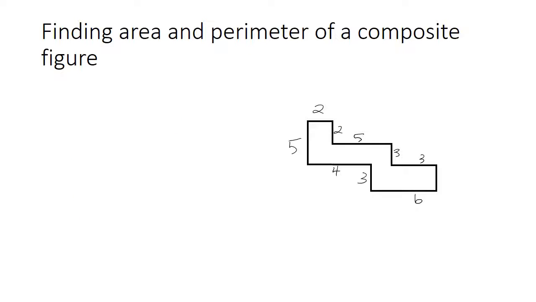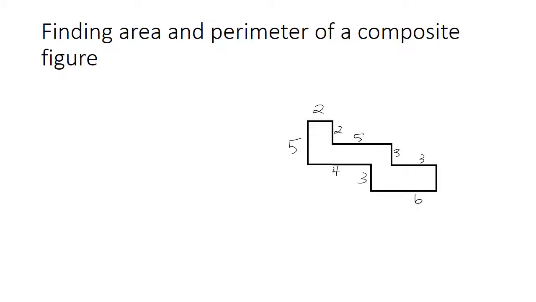Finding the area and perimeter of a composite figure. A composite figure is going to be one that looks like it's made up of other figures, and you can kind of break them apart to see how it's made. So this one appears to be made of a bunch of rectangles. You don't have a B and an H in this shape in order to find the area.